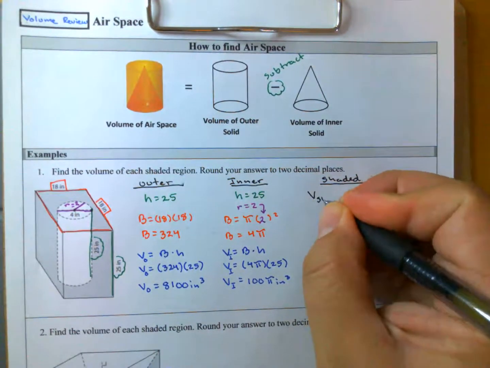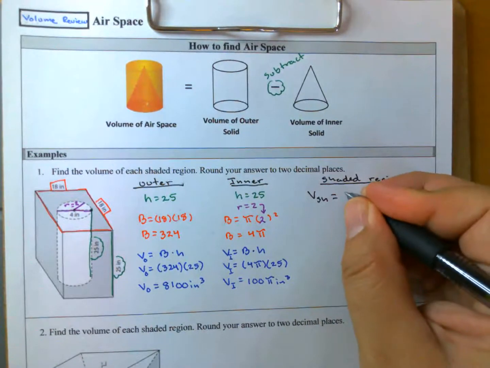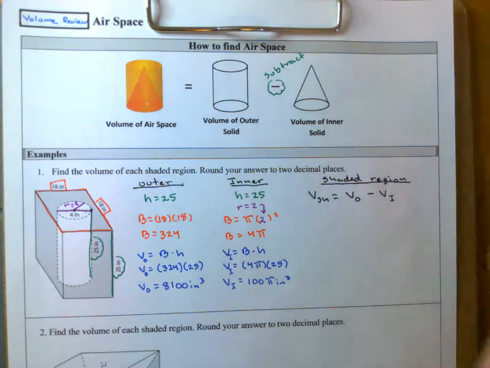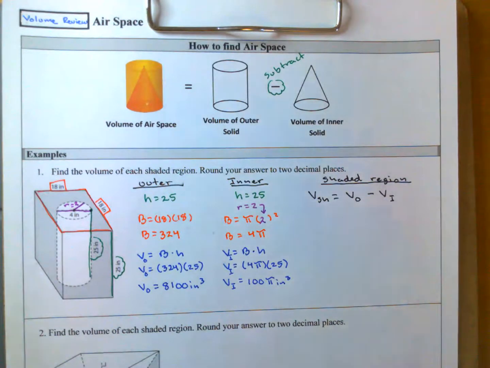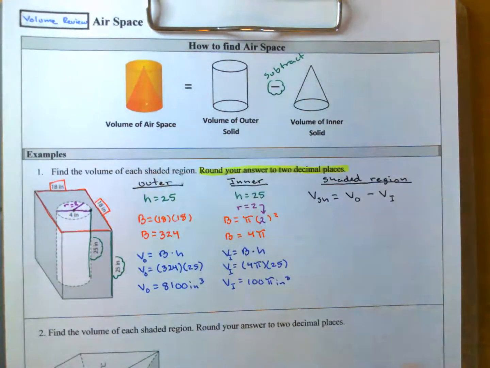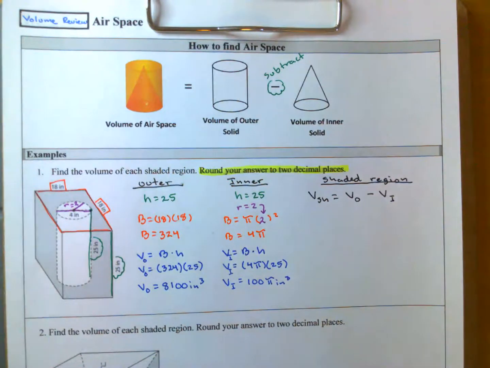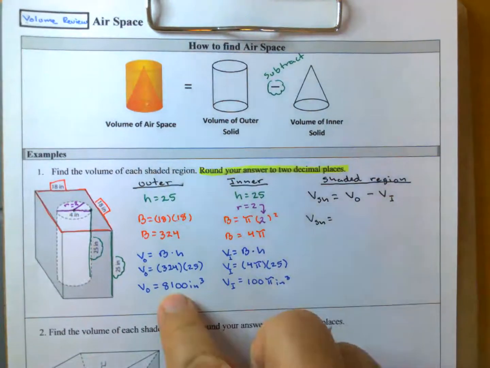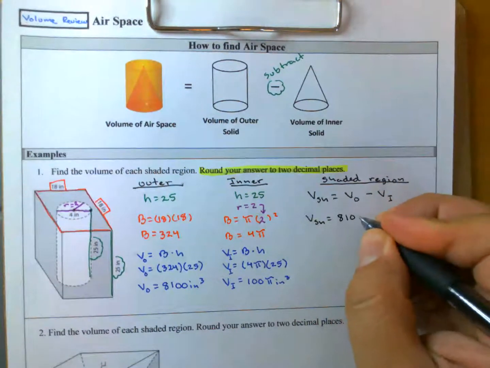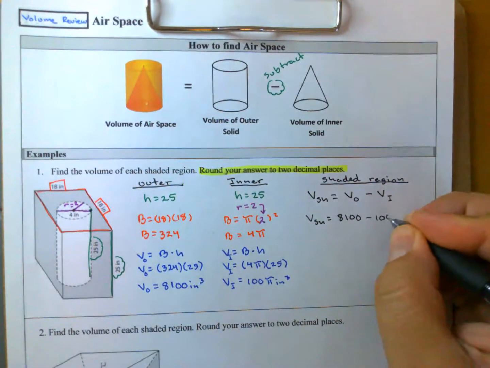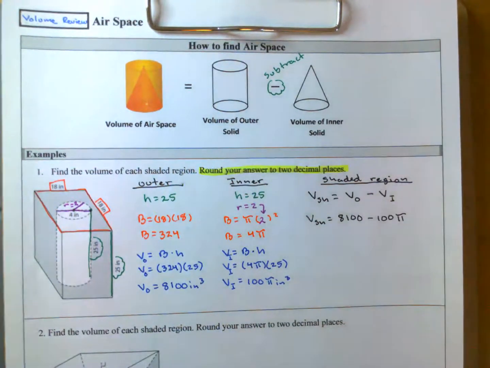So the volume of SH, I'm just going to say, is equal to the volume of the outside minus the volume of the inside. In the directions, they did say round your answer to 2 decimal places, which clearly means they want me to plug in that pi once I get this ready. Here it is: the volume of the shaded region is the volume of the outside, which is 8,100, minus the volume of the inner, 100 pi. Now I'm ready for the calculator.